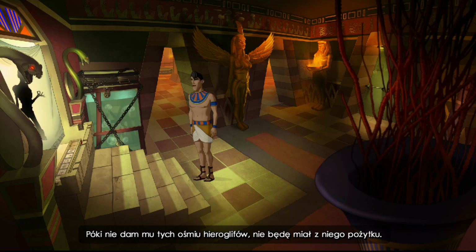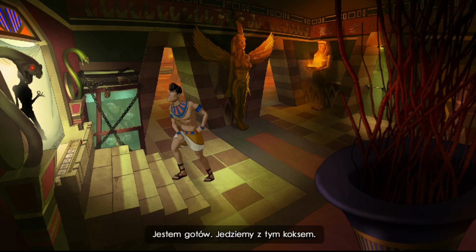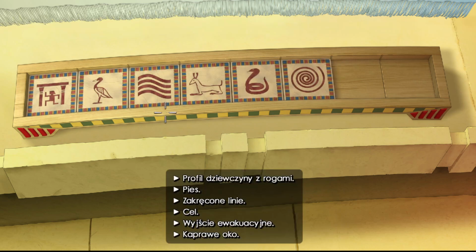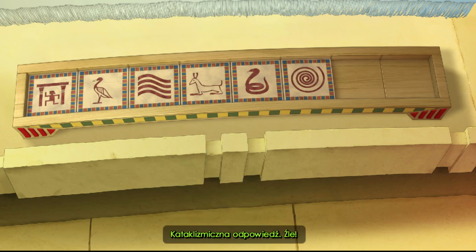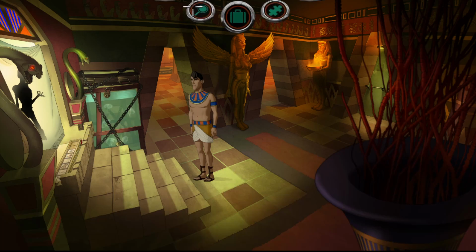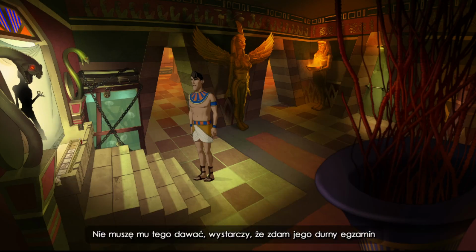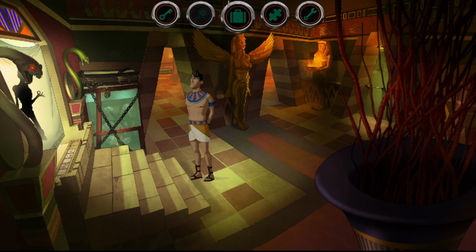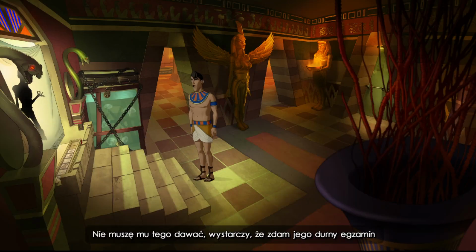Until I give him his 8 hieroglyphics, he's of no use to me. I don't need to give him this. I just have to pass his absurd exam. I don't need to give him this.